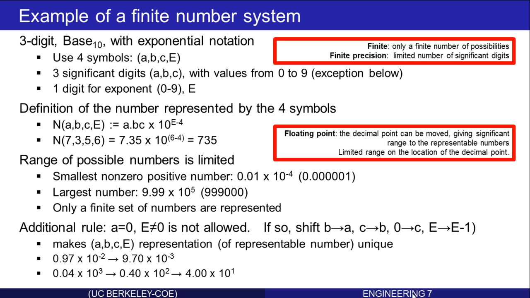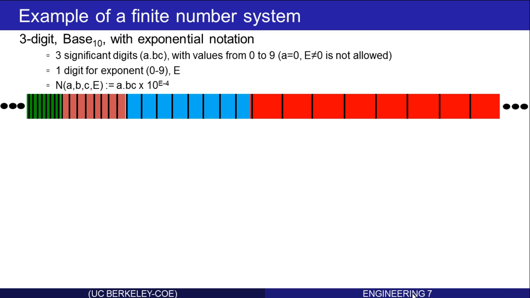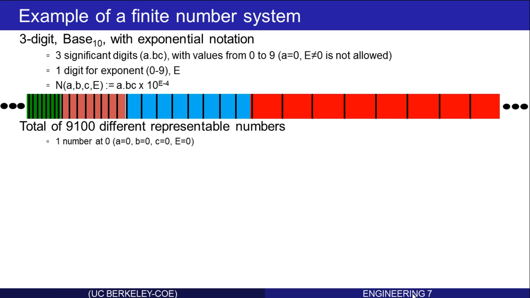Let's study this example a little more to see how many representable numbers there are and how they're distributed. Here's a recap of the layout, and here's an abstraction of how the numbers are distributed. Let's go into a little more detail and we'll see what this picture means. Well, there's a total of 9,100 different representable numbers. One number at 0, all the digits set to 0.